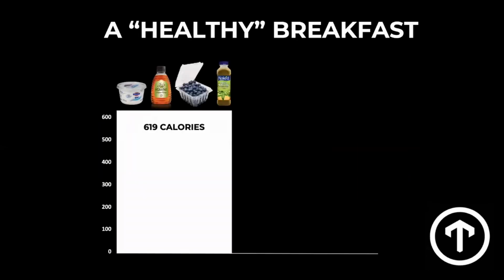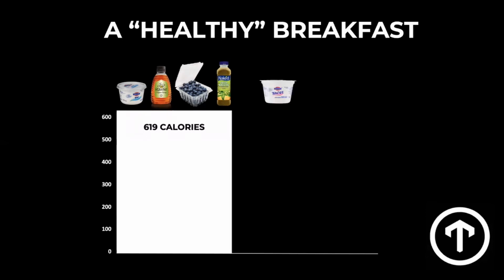So moving forward, let's have a look at how calorie density can actually affect a meal. We're going to look at a healthy breakfast. So as you can see here on the left-hand side, we've got some yogurt, we've got some honey, some blueberries, and then a naked greens drink, which comes to about 619 calories.